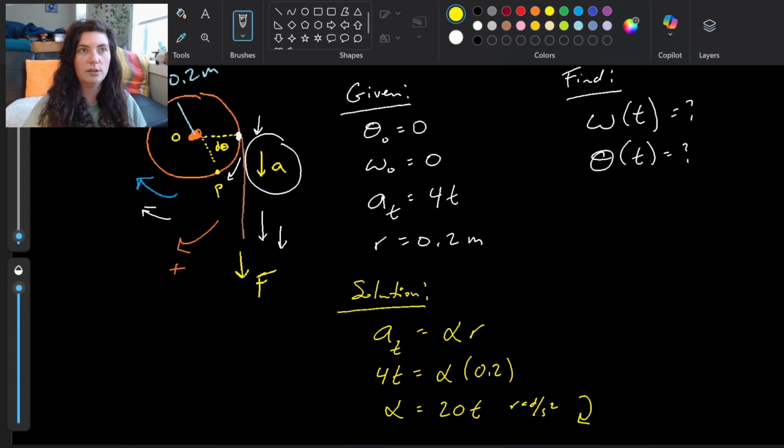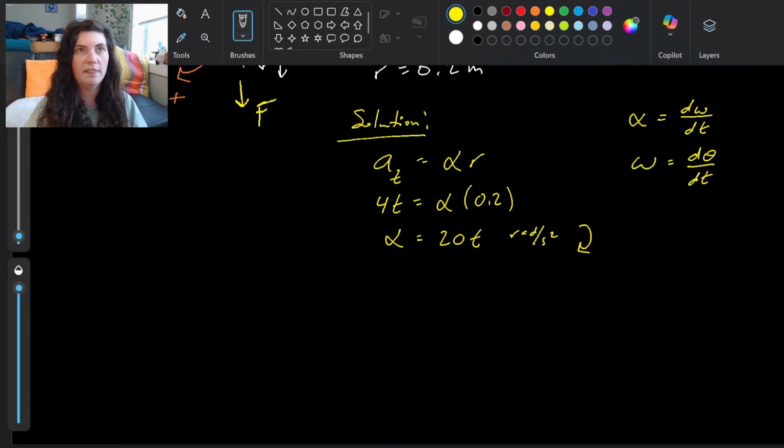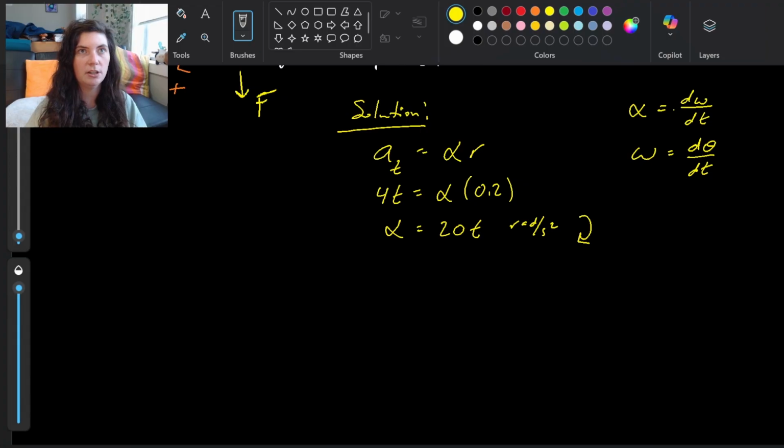So we've got a really good start, right? Now we're in our angular zone, and we can work through some of those relationships that we know we have between angular acceleration, angular velocity, and angular position. Because we know our angular acceleration is the derivative of angular velocity with respect to time. And we know our angular velocity is going to be the derivative of our angular position with respect to time. So with that in mind, we can take this relationship here and rearrange that a little bit. So I'm going to say that alpha dt equals d omega.